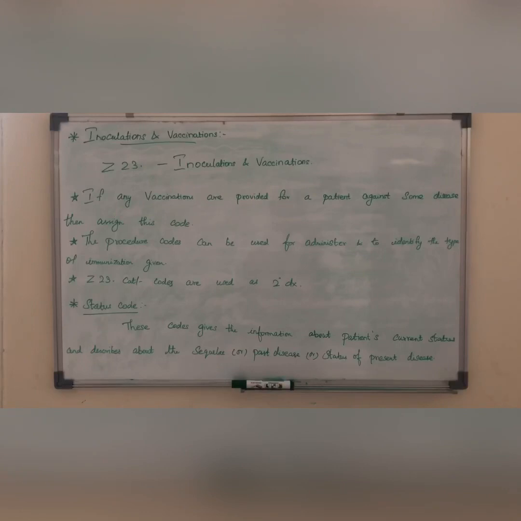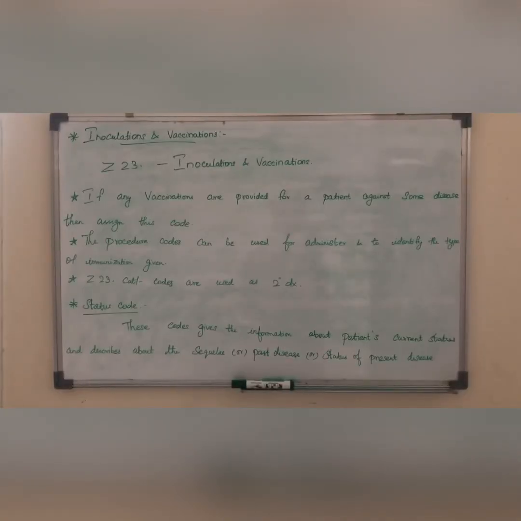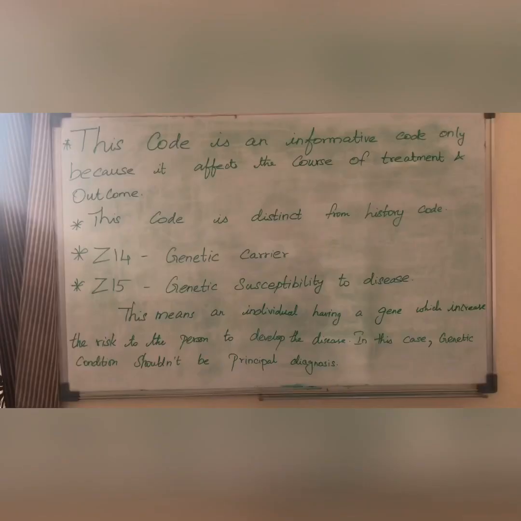And the next one is status code. These status codes give the information about the patient's current status, to describe the patient's current disease or sequelae of the current disease or the past disease. These status codes are known as informative codes because they can affect the course of the treatment and outcome which is given to the patient. And the history codes and the status codes are totally different codes.